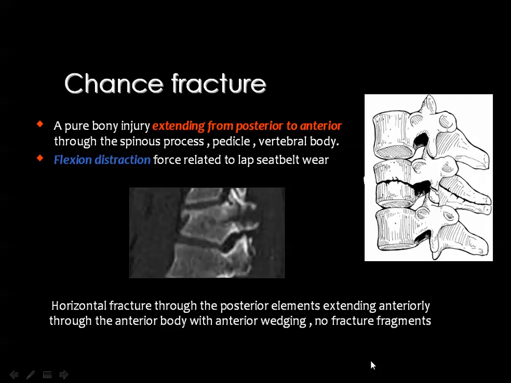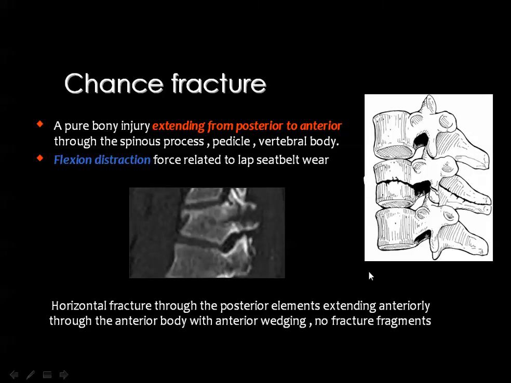And one of the fractures that are known in the lumbar spine is what we call chance fracture. This is a pure bone injury extending from posterior to anterior. It affects the posterior neural elements, then goes through the vertebral body. The injury passes through the spinous process, the pedicle, then the vertebral body. And this is a flexion distraction fracture related usually to the seat belt of the car, for example, or anywhere.